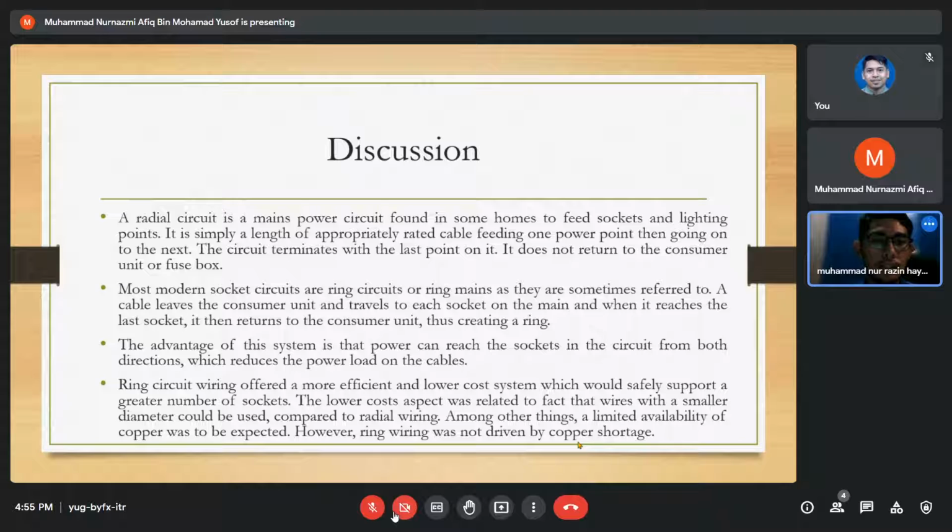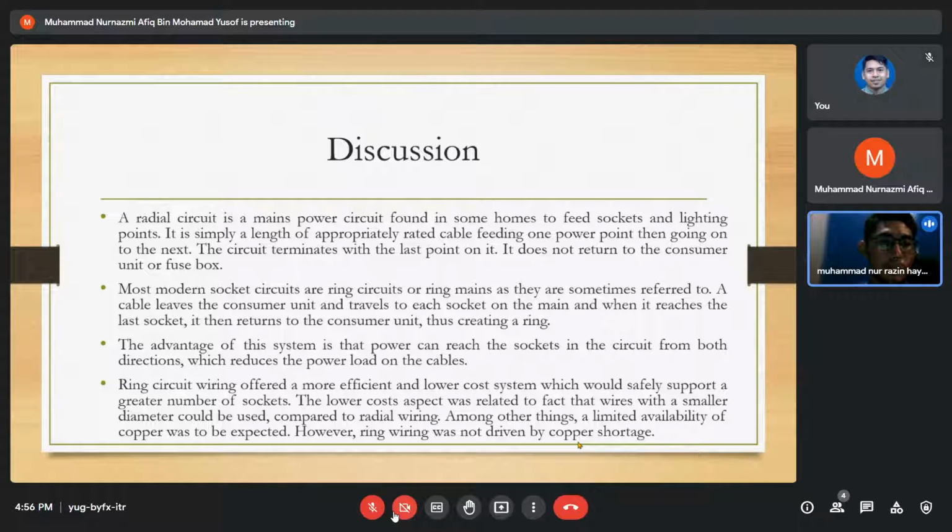Most modern circuits are ring circuits, or ring mains as they are sometimes referred to. A cable leaves the consumer unit and travels to each socket on the main, and when it reaches the last socket, it then returns to the consumer unit, thus creating a ring. The advantage of this system is that power can reach the sockets in the circuit from both directions, which reduces the power load on the cables.